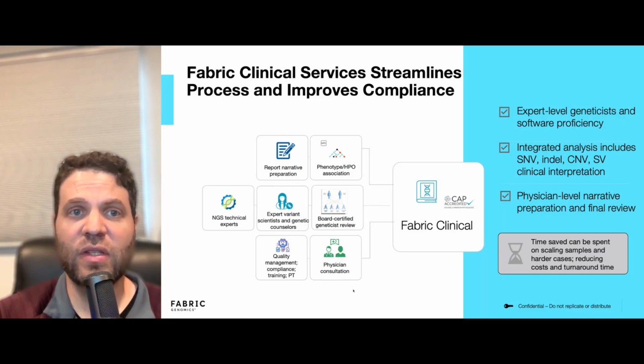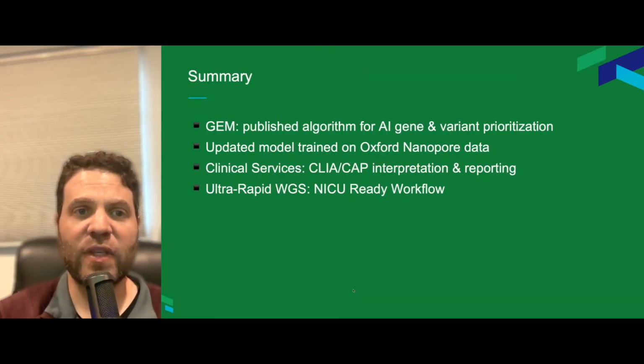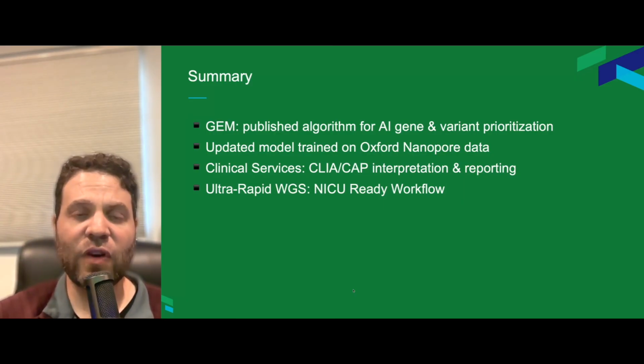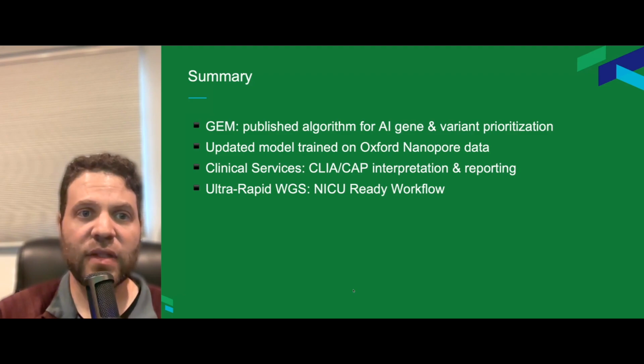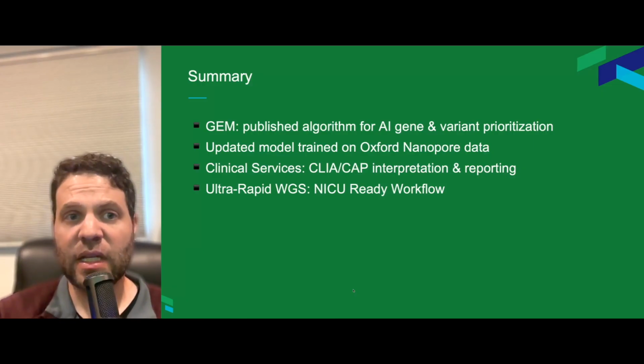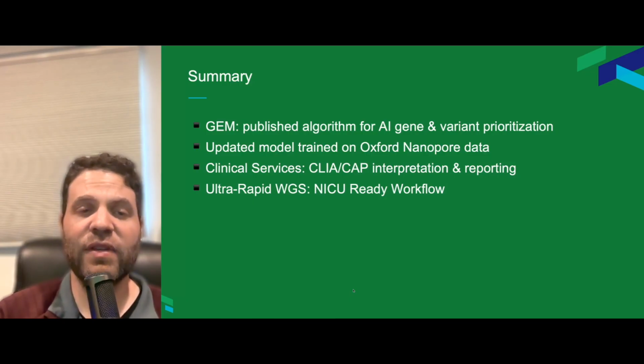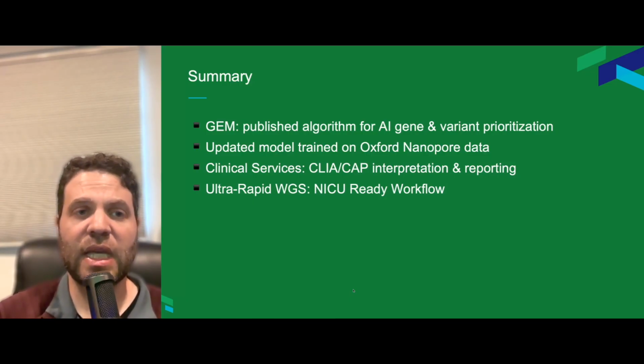We're starting to launch this ultra rapid NICU workflow this year. So to summarize, GEM is our algorithm for AI gene and variant prioritization. It's peer-reviewed and published in Genetics in Medicine. We think it's an extremely high-performant tool with both high sensitivity and specificity. And we have updated the model to be trained on Oxford Nanopore data specifically, so that we are robust to the different types of variants and patterns that we see in that data.